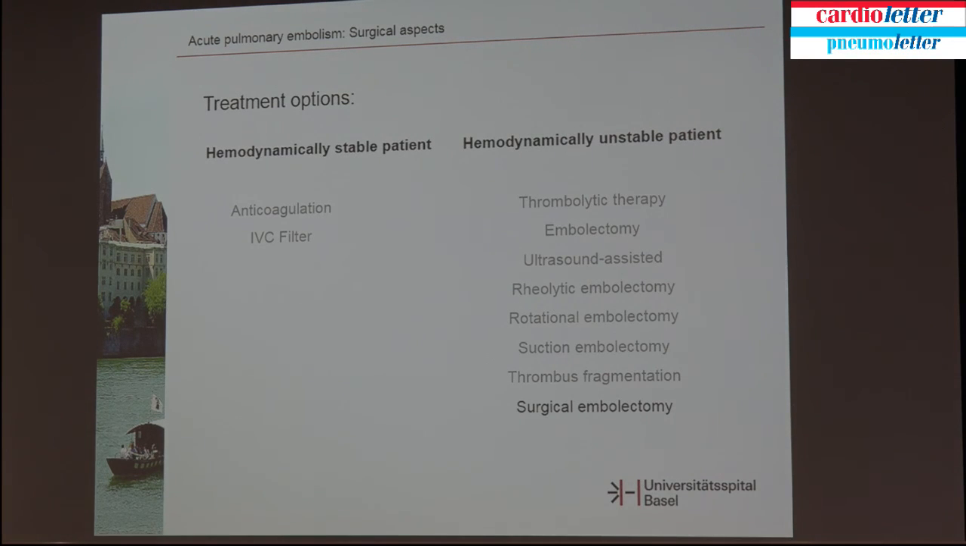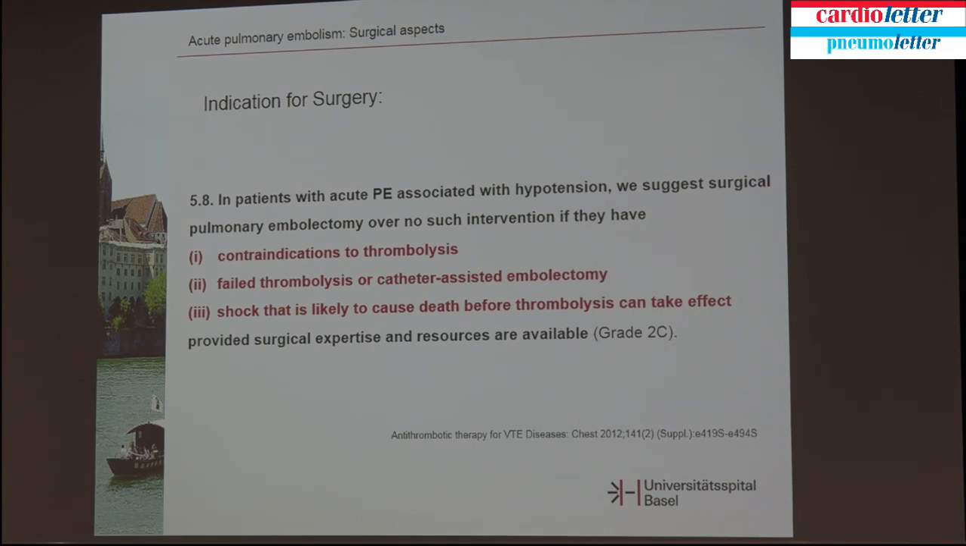There are a couple of treatment options in the acute setting, and they are again divided between a patient who is hemodynamically stable and those who are unstable. If the patient is stable, you can start with anticoagulation, IVC filter or whatsoever. And in the unstable patient, there's also a huge variety of methods: thrombolysis, embolectomy, ultrasound, aspiration, rotational embolectomy, thrombus fragmentation, and in the end, it is the surgical embolectomy. But this is in the end.